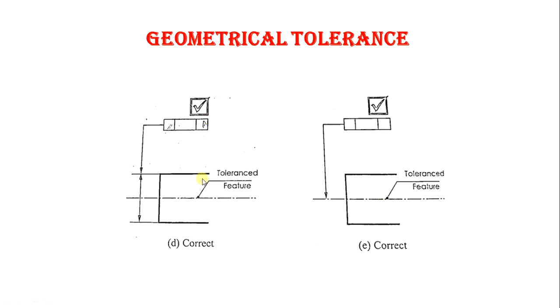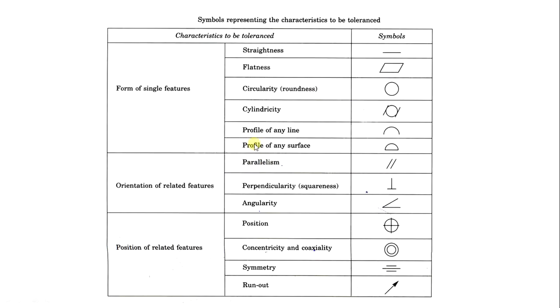Then we have another circular or cylindrical component. The reference may be taken for the surface or to the axis. We can continue with this as a reference. Related to geometrical tolerancing symbols, we have the classification of geometrical tolerance based on the form of a feature, based on orientation, or based on position.